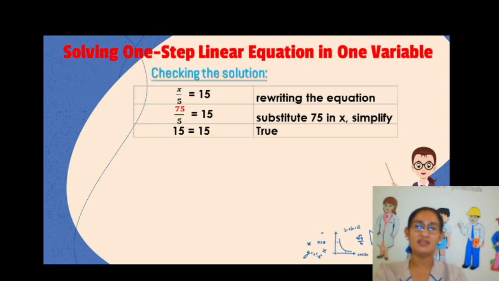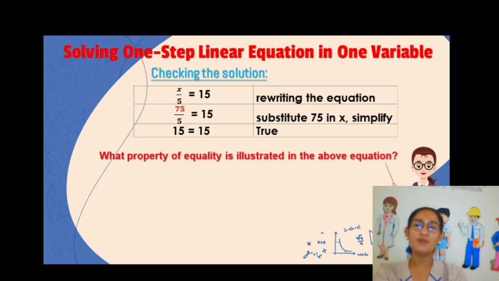By checking, we write first the equation, x over 5 equals 15. Substitute 75 for x and simplify. 75 divided by 5 equals 15. 15 equals 15.